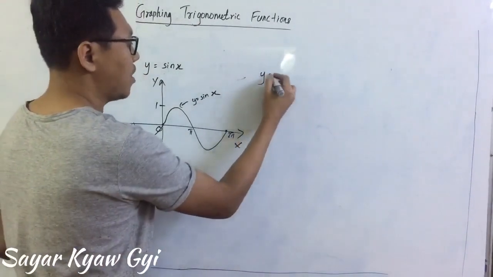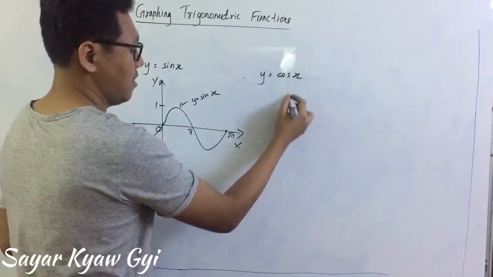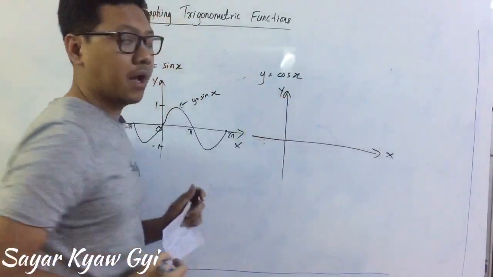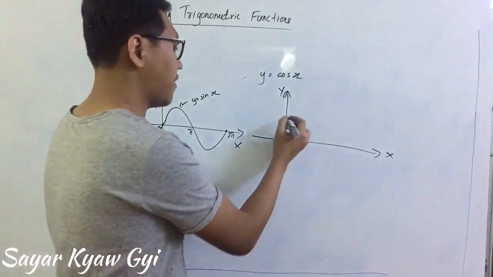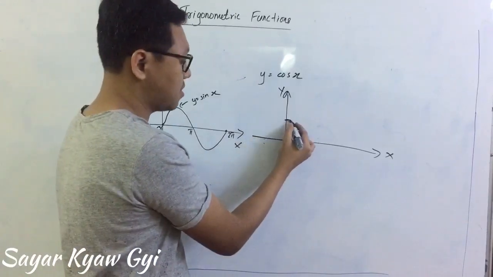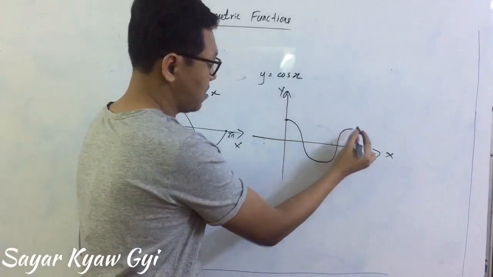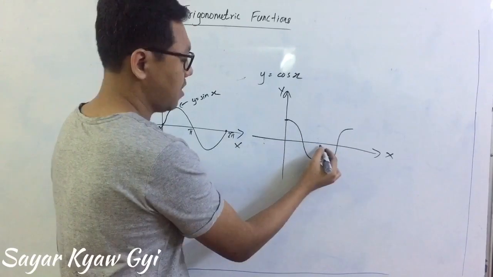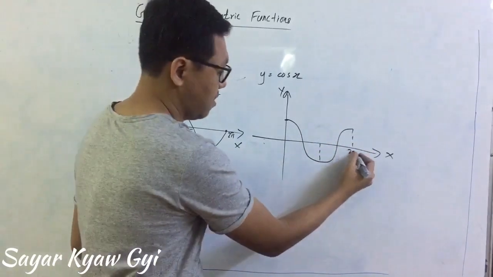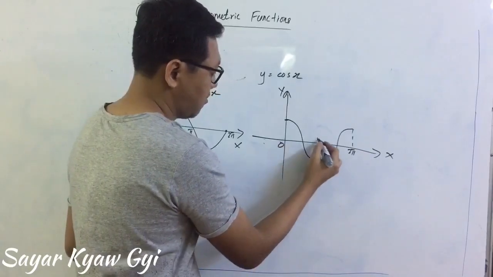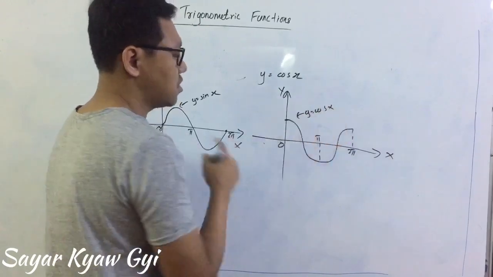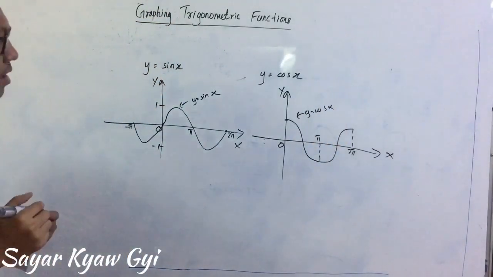And y equal to cos x is like this. Cos x starts from 1. Sine starts from 0, cos starts from 1. Okay, so I will draw this. So one cycle, one quarter, another quarter, another quarter. So it is 2 pi, 0, pi, like this. This is y equal to cos x. You need to remember this before you draw any graph.